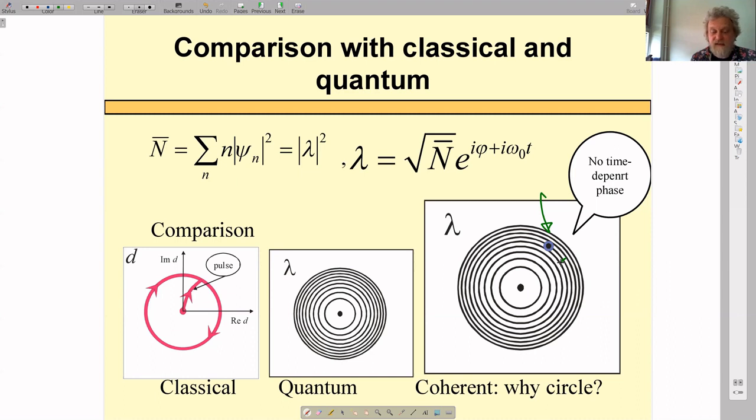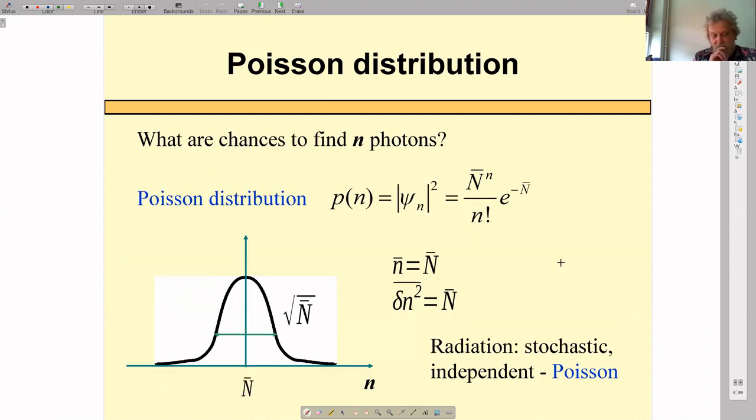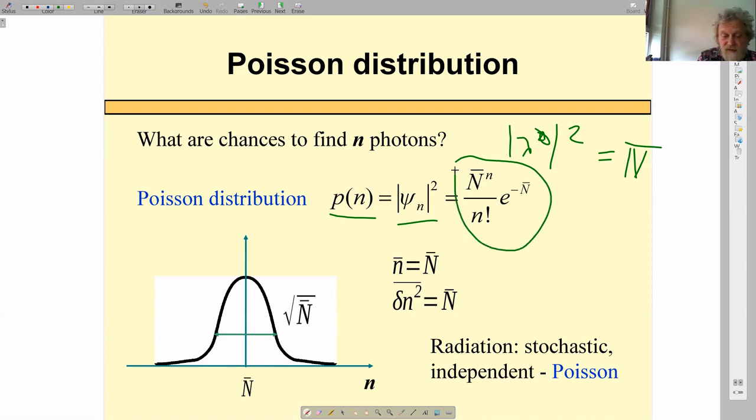Let's understand why this circle appears in this context. To this end, let us understand what is the distribution of the number of photons in the coherent state. We just square the coefficients which we obtained, and I would express modulus lambda squared in terms of the average number of photons. Good. What we got is pretty much known in physics. It's a Poisson distribution of independent processes.